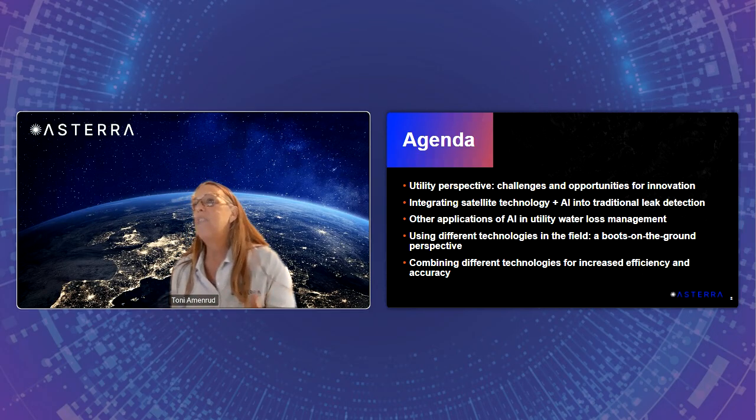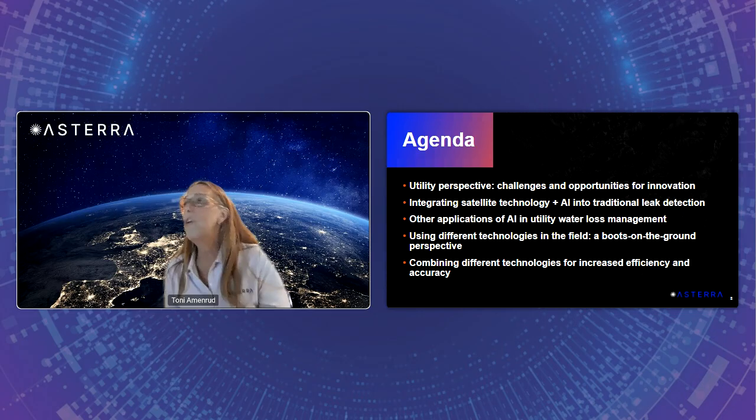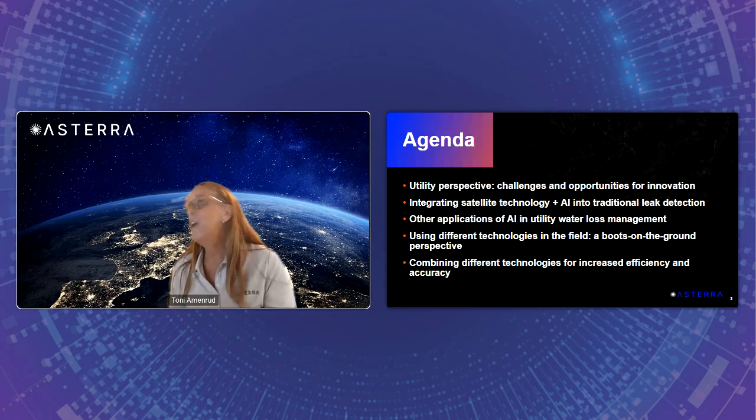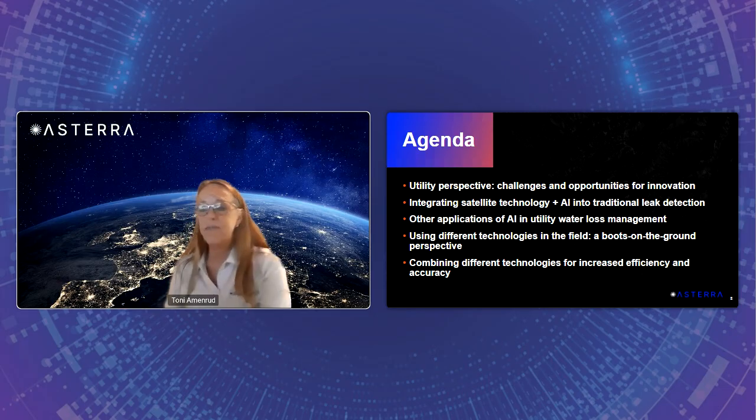Other applications of AI: how do we use AI in the whole water loss management? And using different types of technology in the field, AKA the boots on the ground perspective, and how do they see the different technologies as they do that pinpointing? Then bringing it all together is combining all of these to get increased efficiency and accuracy for utilities to manage their water loss.